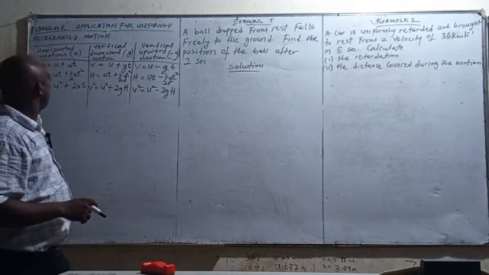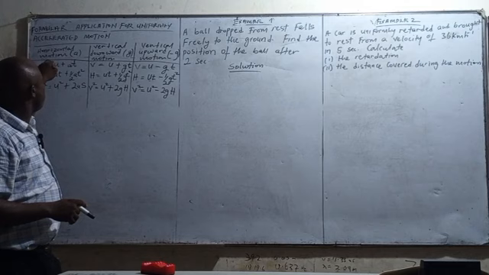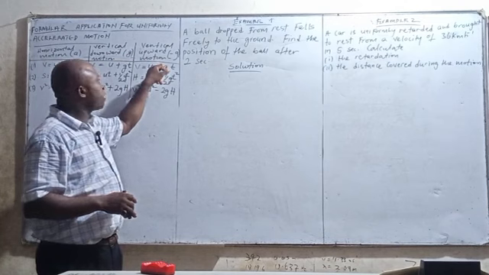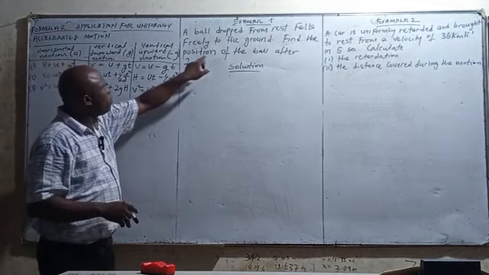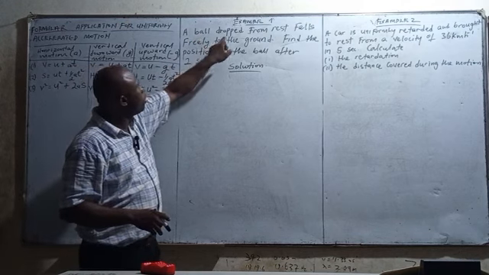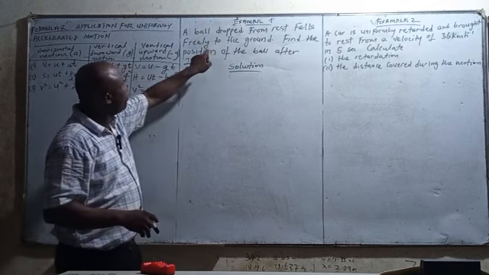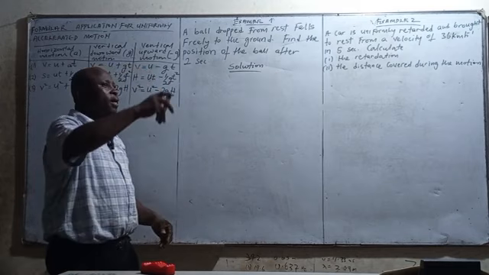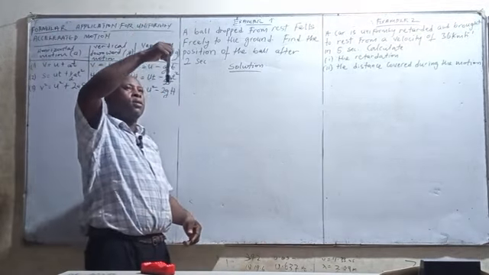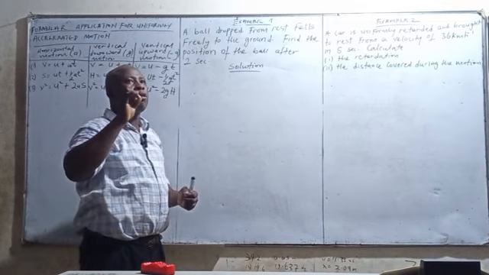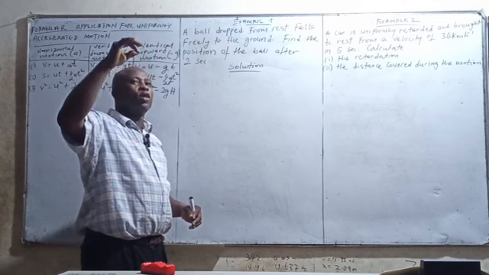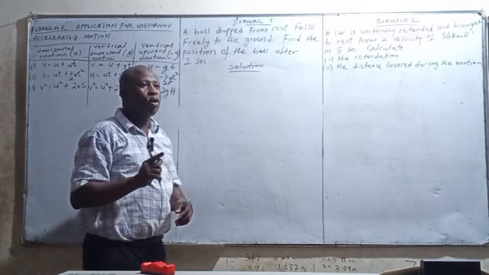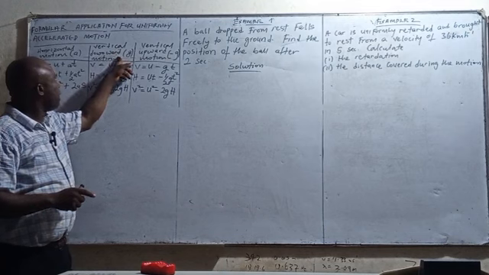Is it a horizontal motion, or vertically downward motion, or vertically upward motion? From the question, a ball dropped from rest falls freely to the ground. Find the position of the motion. The words dropped from rest mean that the body was dropped from rest. It's like a mango seed attached to the branch of a mango tree. If such a mango is dropping from that height, such a motion we can classify as vertically downward motion.